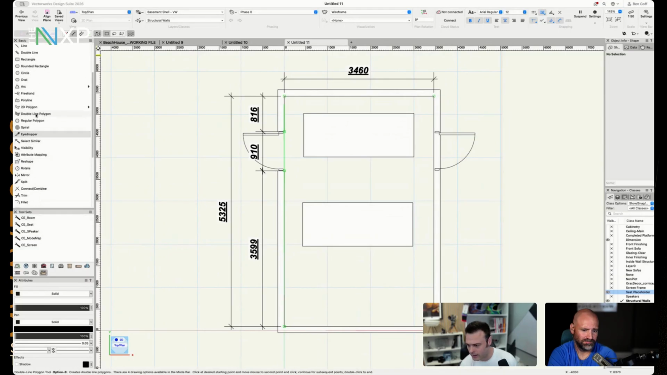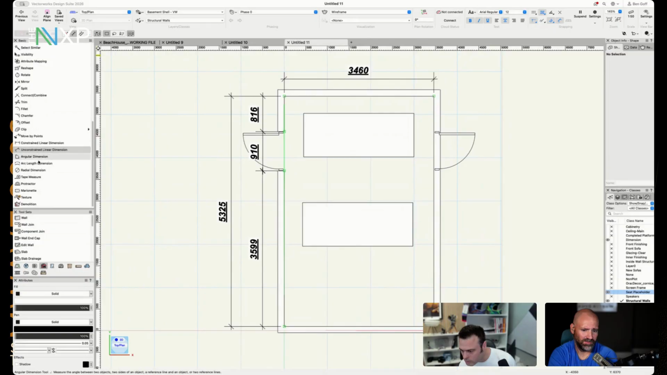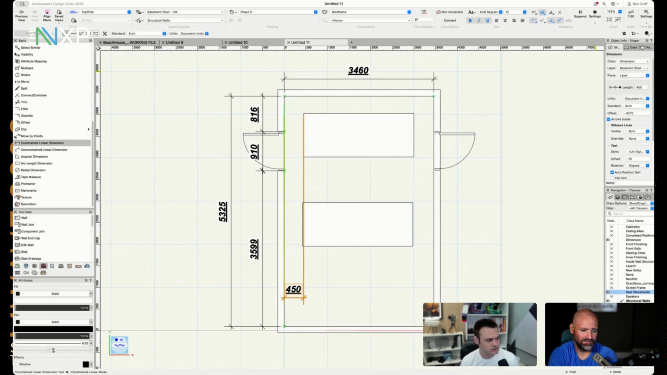Let me grab a ruler. Hold on. Where's my correct tool? I want the tape measure, constrained layer dimension. Okay. So that space we've currently got running down here, what, 18 inches? I'm not walking into 18 inches.